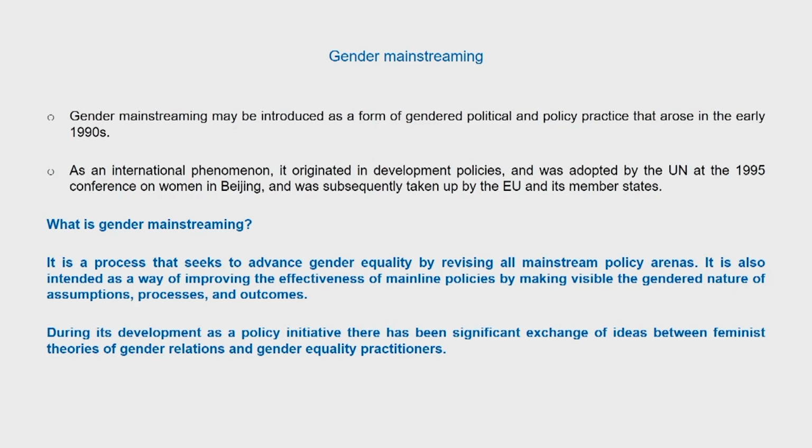and during its development as a policy initiative, there has been significant exchange of ideas between feminist theories of gender relations and gender equality practitioners. So, gender mainstreaming may be introduced as a form of gendered political and policy practice that arose in the early 1990s, and as an international phenomenon, it originated in development policies and was adopted by the UN at the 1995 Conference on Women in Beijing, and was subsequently taken up by the European Union and its member states.